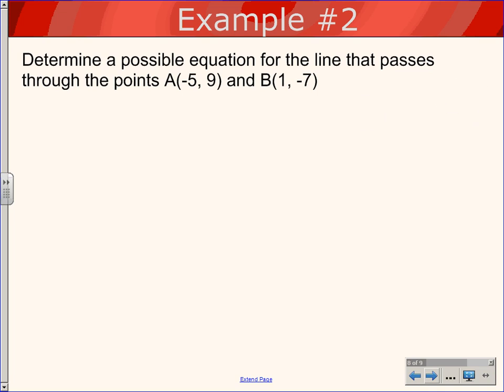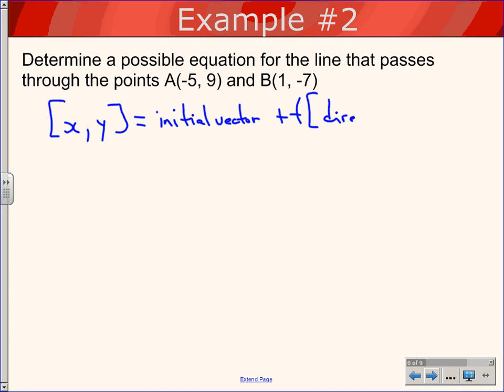Well, now we know vectors, and so we can do things a little bit differently. The way we get our equation of a line now is we do just our normal xy equals an initial vector plus t times a direction vector. That's what we need, right? So we need to know an initial vector, and we need to know a direction vector.